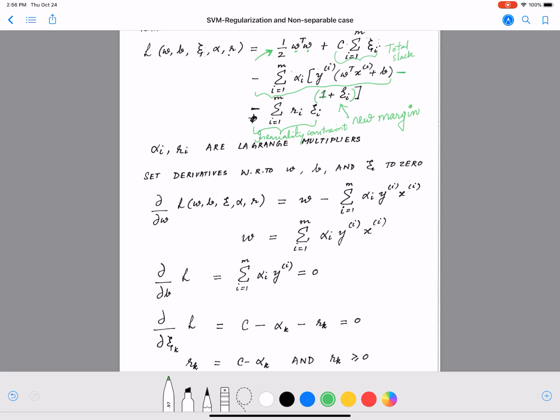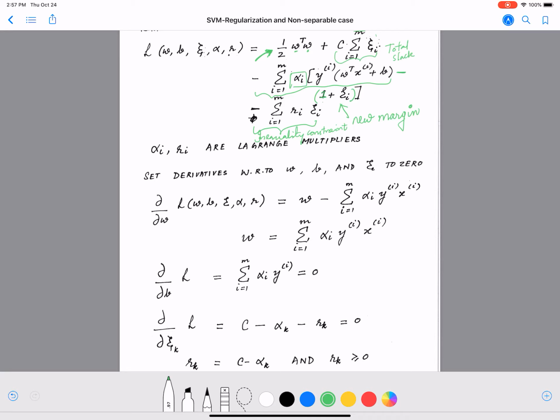Right? So we have the original one. I'm just repeating this so we are clear. The original distance we are optimizing, right? And then this is the total amount of slack. We want to minimize that. So that's a term, the second term. In the third term, this is where the confusion usually arises.